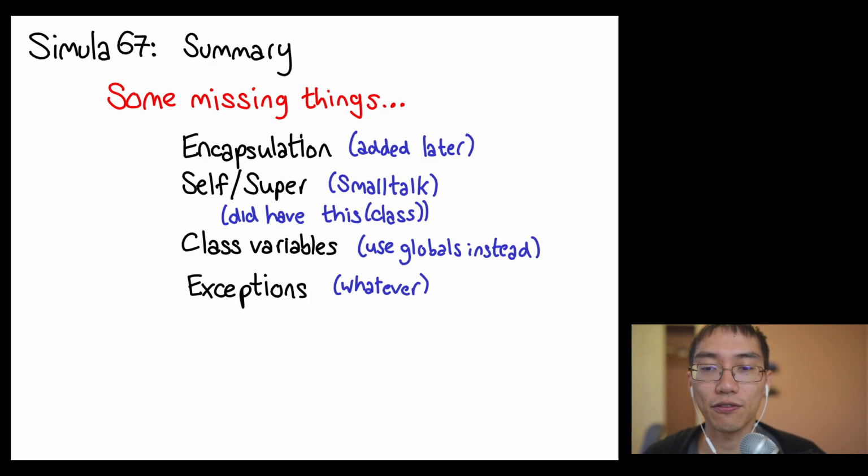They didn't have the idea of self and super, so we're going to see them show up in Smalltalk, right? Self being the idea of I want to refer to the current object, and super being the idea of I want to explicitly refer to the next activation record up, not the current one. They didn't really have class variables or exceptions, but these aren't really relevant to object-oriented programming, so I just put them in the slide because they're interesting.